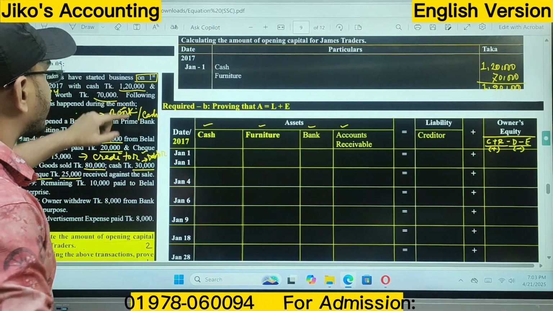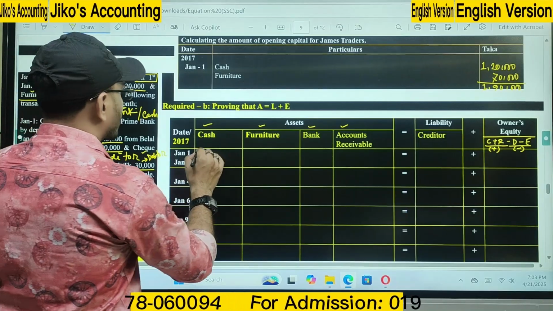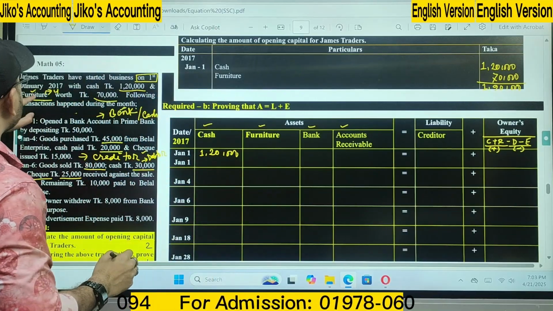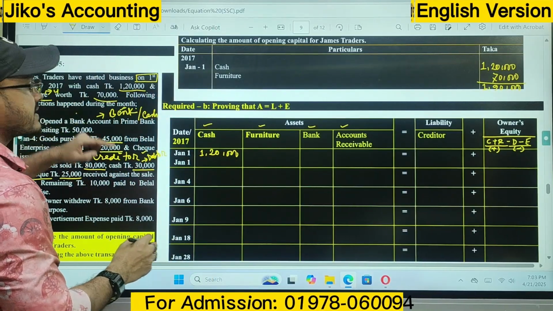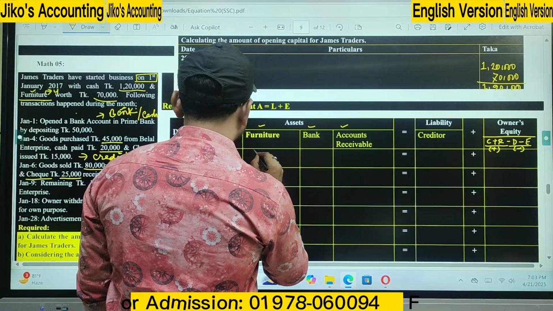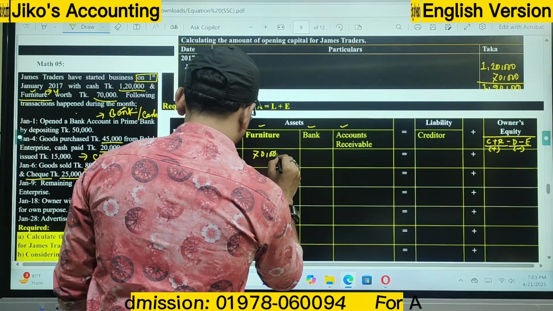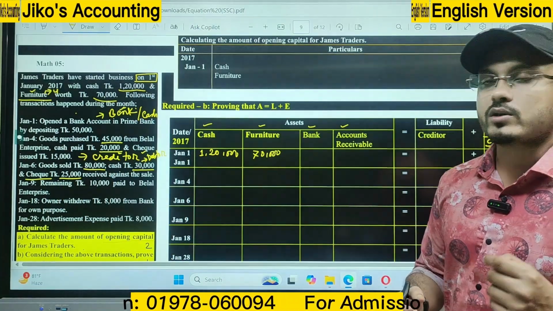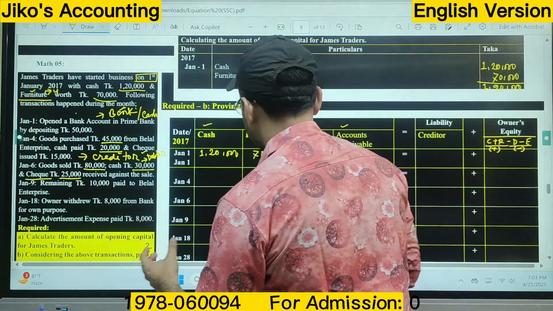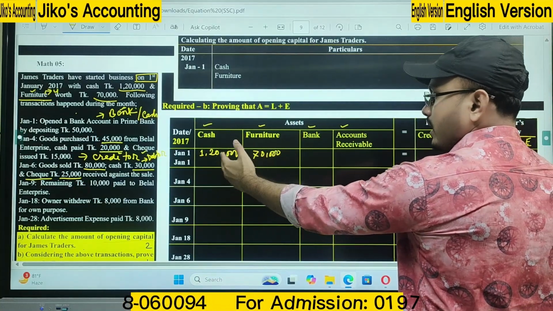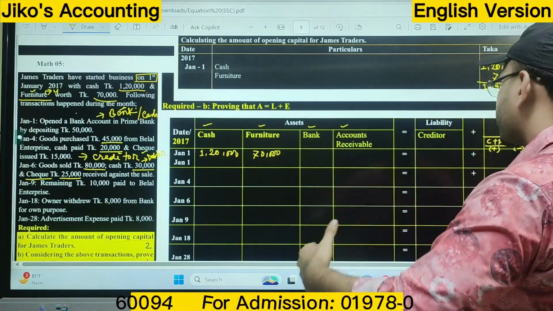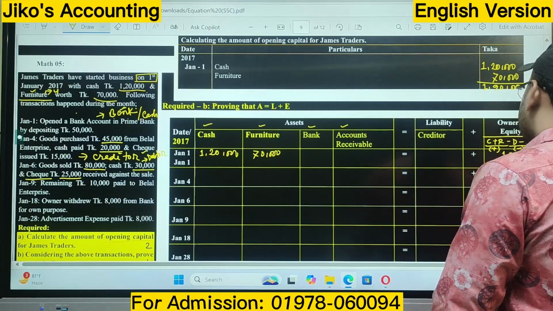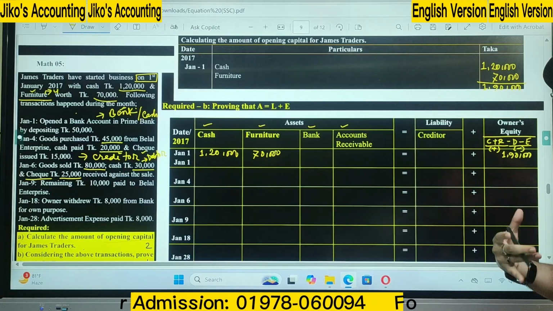What is our cash here? You can see cash is our total 1,20,000 taka. And how about our furniture here? Furniture is 70,000 taka. Okay, sir. So what is our total capital? Whatever is brought by the owner should always be recognized as capital. So add all of them. 1,20,000 plus 70,000. What is our total amount here? 1,90,000. As you know, capital always indicates the increment of the equity.